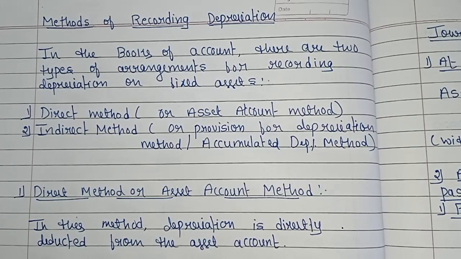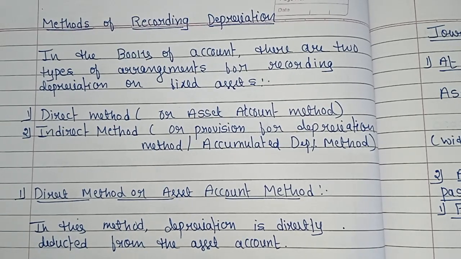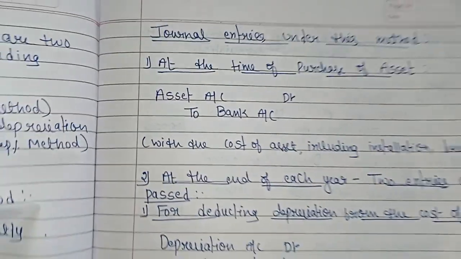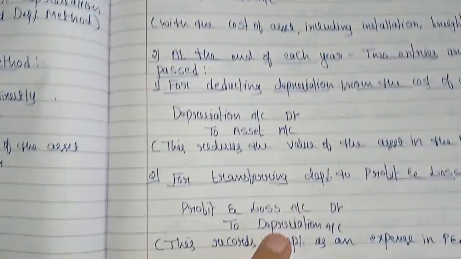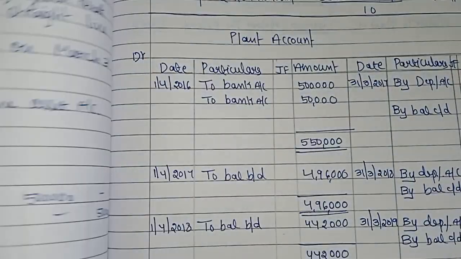So what is the rule here? In this method, we charge the depreciation directly, that is, it is deducted from the asset account, right? It means we reduce the value of the asset every year by charging depreciation. And we need to pass journal entries here for purchase, for depreciation, and for transferring this depreciation to the profit and loss account. So let's solve the problem.